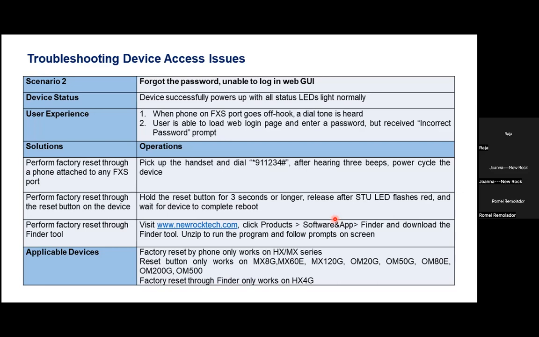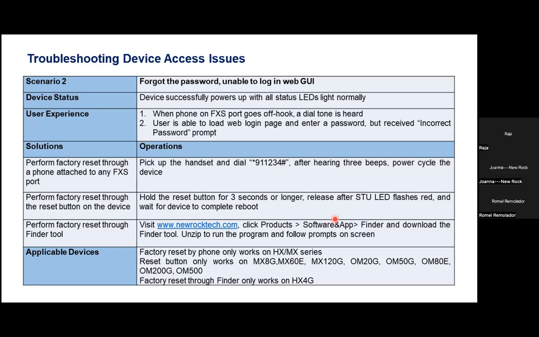The second solution we provide is the built-in reset button. You simply push the reset button for 3 seconds or longer. After that, if you can see the SCU LED flash red, you simply wait for the device to complete a reboot. Then after that, your device has been successfully factory reset.